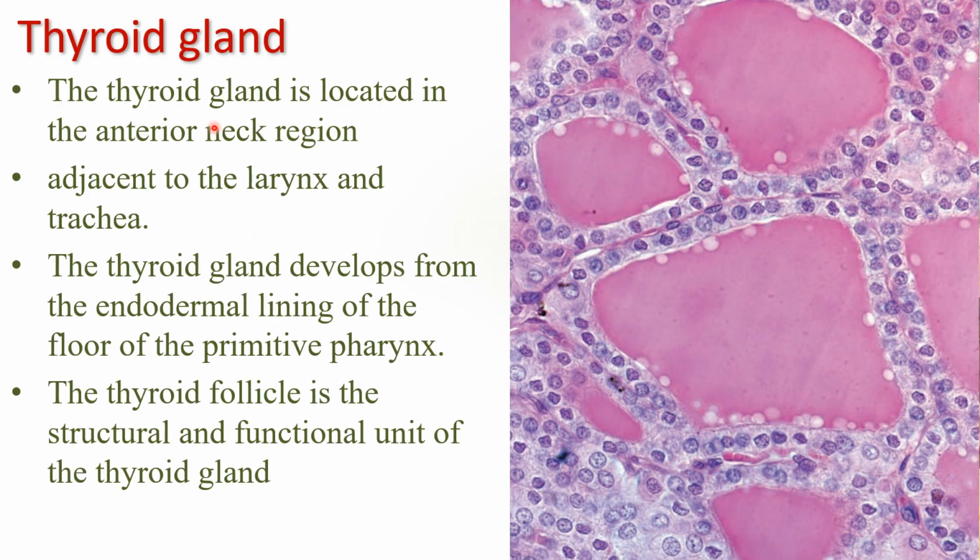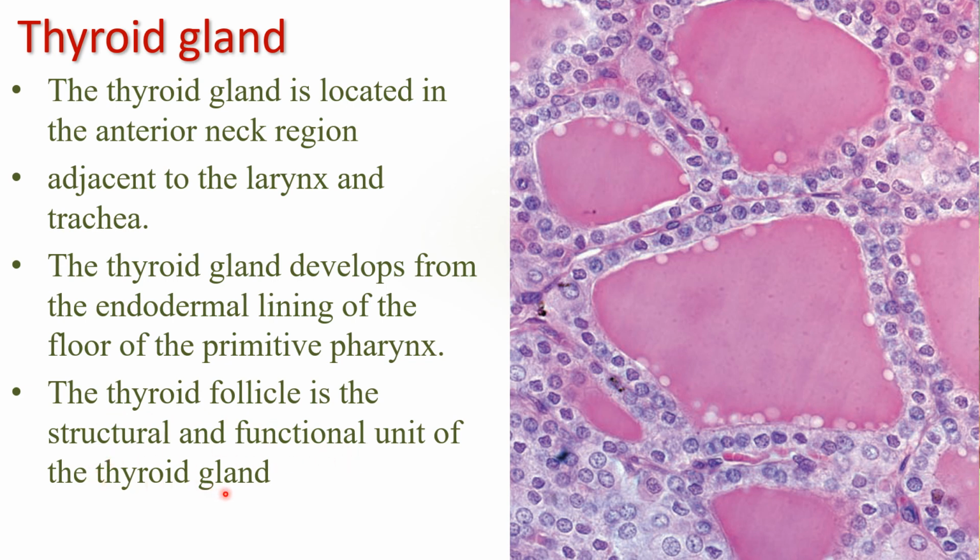So the thyroid gland is located in the anterior neck region adjacent to the larynx and trachea. The thyroid gland develops from the endodermal lining of the floor of the primitive pharynx, and the thyroid follicle is the structural and the functional unit of the thyroid gland.